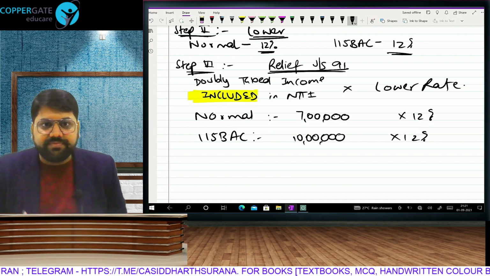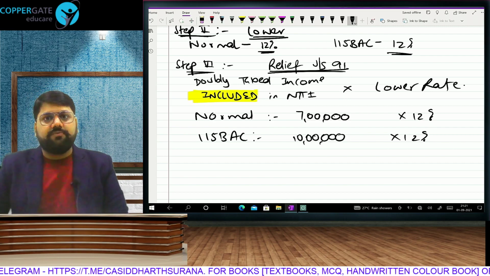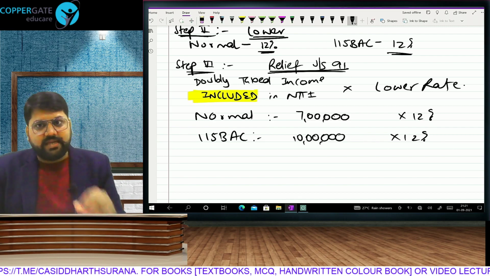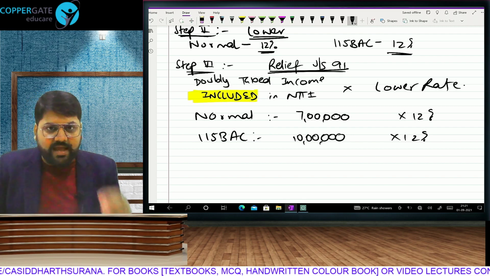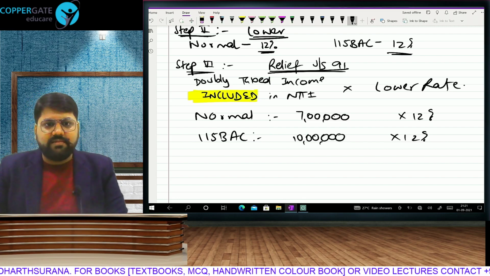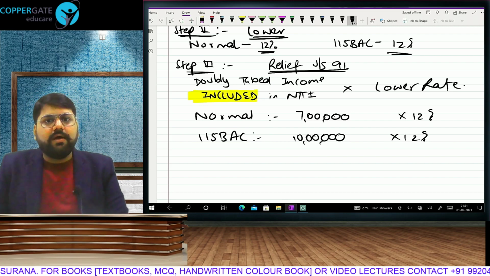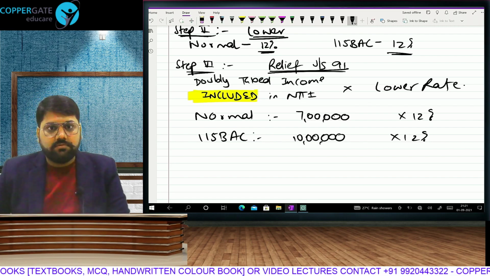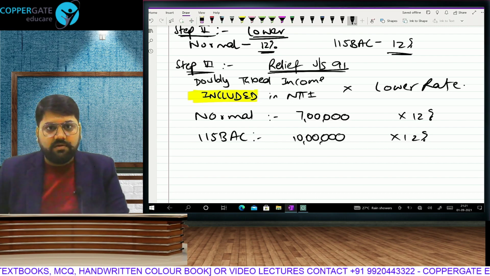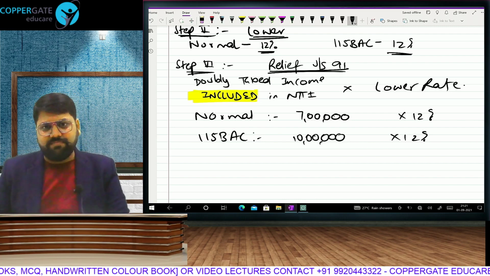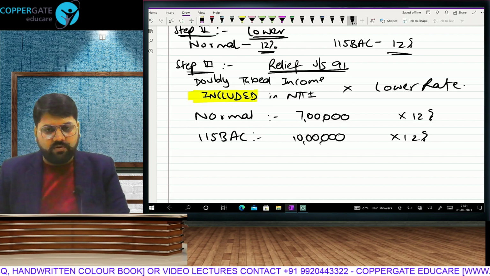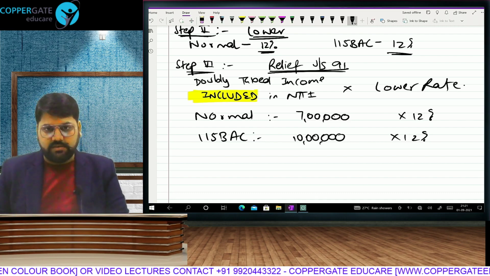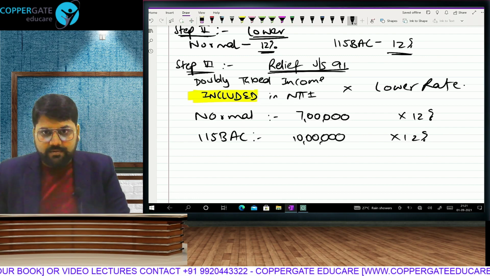Ladies and gentlemen, this was the main point of the question: if at all you have taken any deduction against any particular income, then that income is not there in your total income, and in that case you will be ineligible for relief on that much amount. You won't get any relief. And accordingly, in the old regime, because you have taken deduction, you get relief only on 7 lakh. In the new regime, because you have not taken deduction, you get relief on 10 lakh.